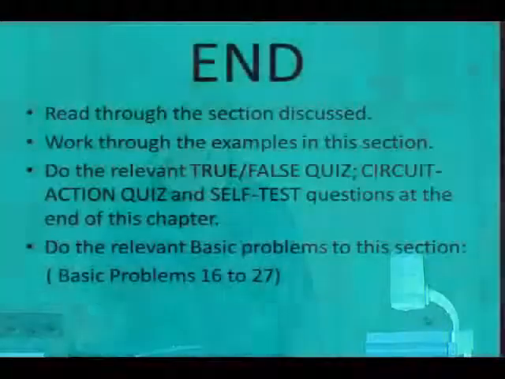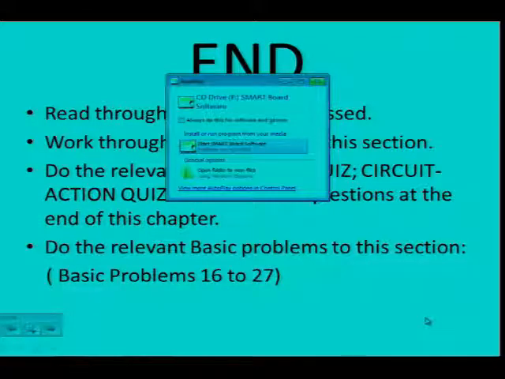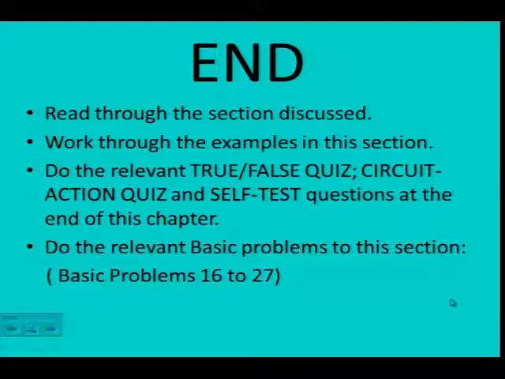Alright, so those are the three biasing methods that we will discuss for the JFET: the self bias, the voltage divider bias, and the constant current source biasing. So what you need to do now, of course, is to read through the sections discussed, work through the examples, again do the true false quiz, circuit action quiz self-tests, and do the relevant basic problems to this section, which is now 16 to 27. So this concludes then section 8.3.